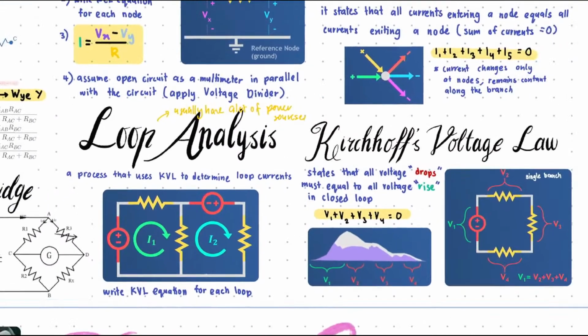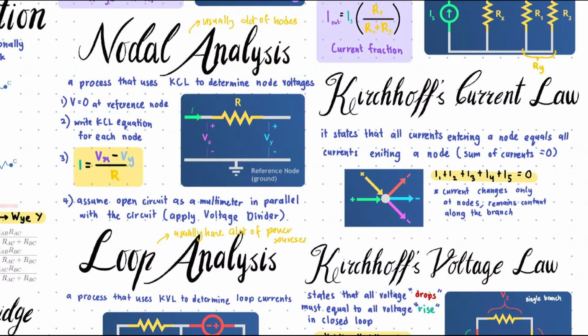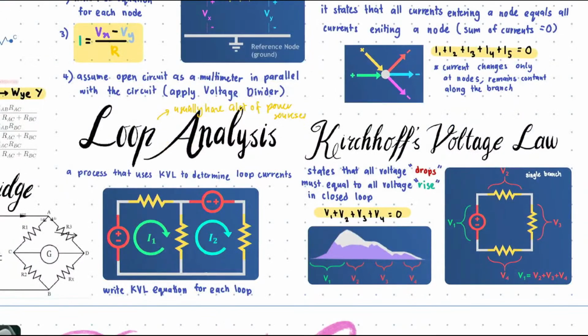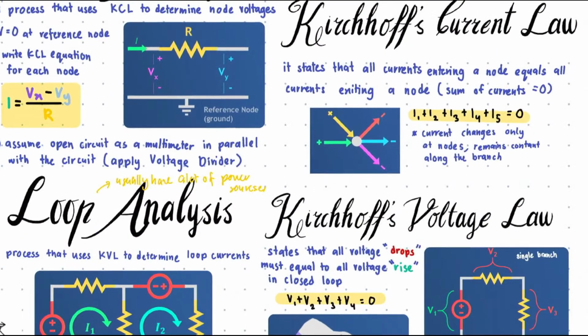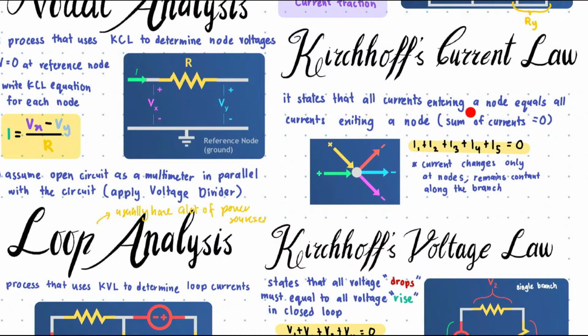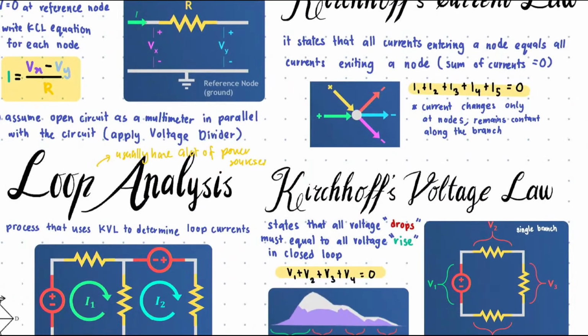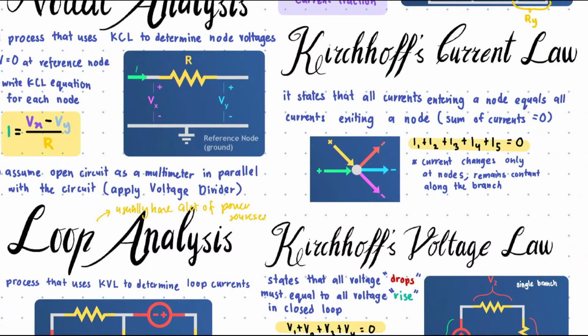Okay, then we go to Kirchhoff's law. So there are two Kirchhoff laws. The one I mentioned, the one that we usually use for nodal analysis, KCL, Kirchhoff's current law, and Kirchhoff's voltage law. Kirchhoff's current law states that all currents entering a node equal all currents exiting the node. Okay, this is like an equilibrium. What goes in must come out.